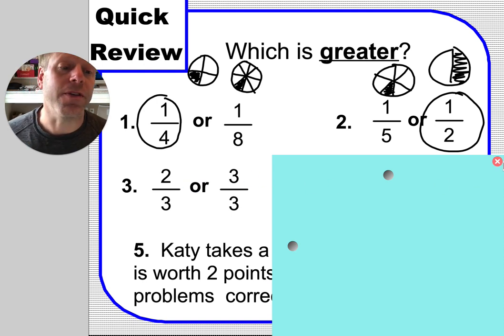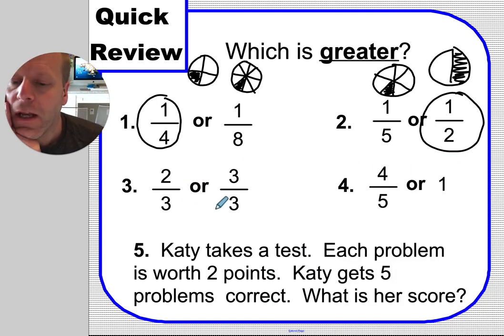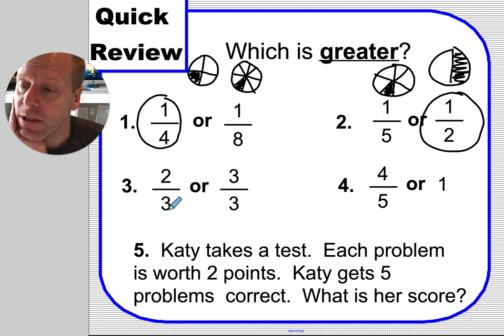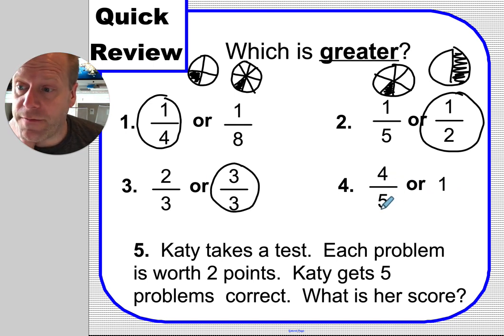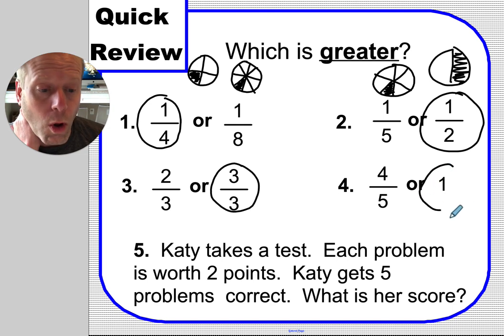2/3 or 3/3. Now, this is a little different. So, 2/3 means I have most of something. I have 2/3 of it. 3/3 means I have all the pieces to something. So all the pieces is going to be more than most of the pieces. Yeah. And then would you rather have 4/5 of a pizza or would you rather have a whole pizza? The whole is more than 4/5.